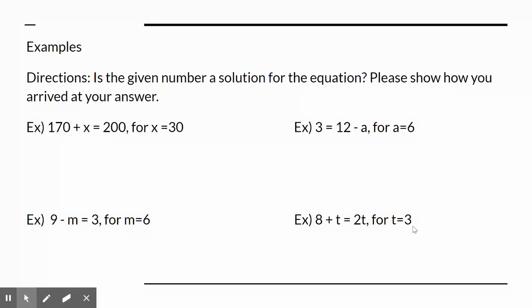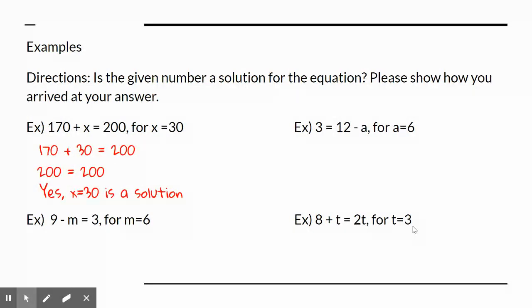All right, so here are some examples. Directions. Is the given number a solution for the equation? Please show how you arrived at your answer. So again, all we have to do is check to see if the numbers they give us work. So for 170 plus x equals 200, we're going to substitute 30 in for x. So you get 170 plus 30. Well, that is 200. 200 does equal 200. So yes, x equals 30 is a solution.